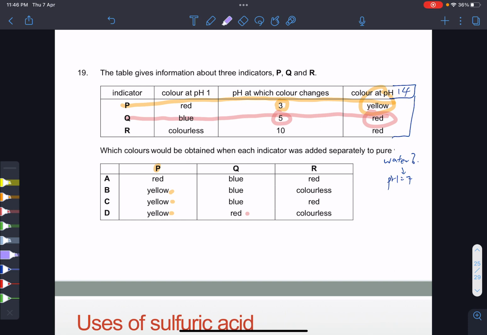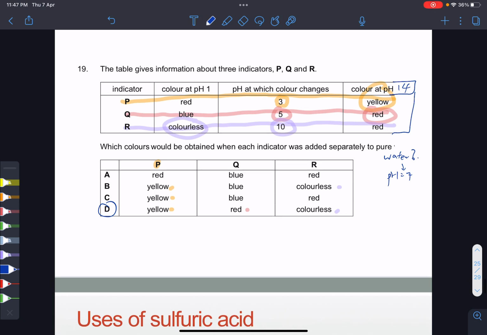And the last one, the midway point is 10. So water is 7. 7 is considered to the left of the midway point, the acidic form, which is colorless, so it's colorless. So that's how I arrive at the answer of D. This is pretty easy, which is good.